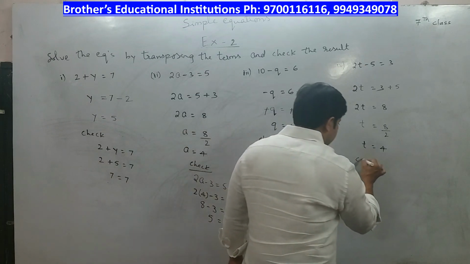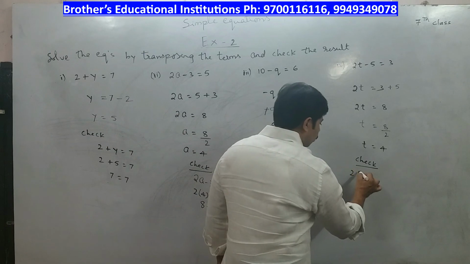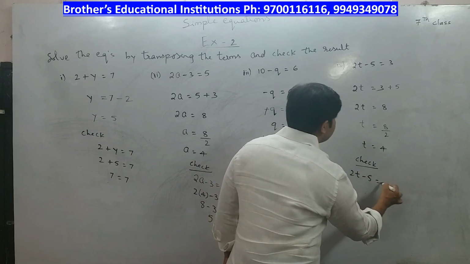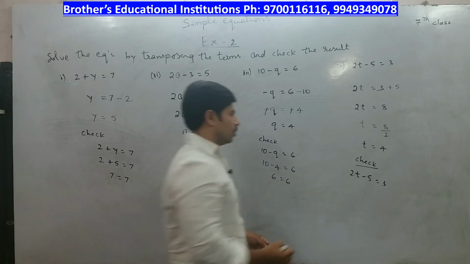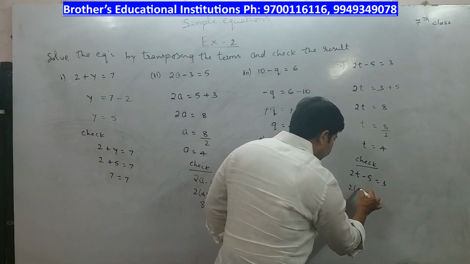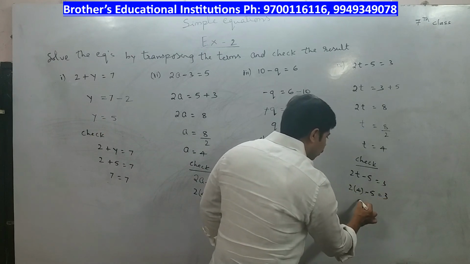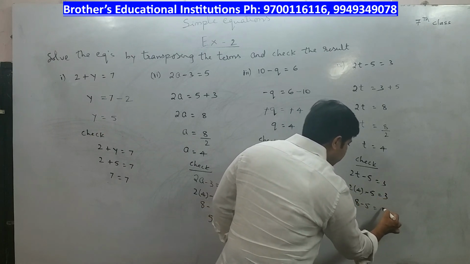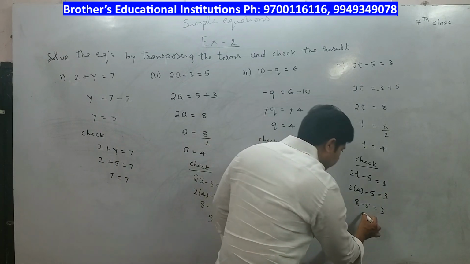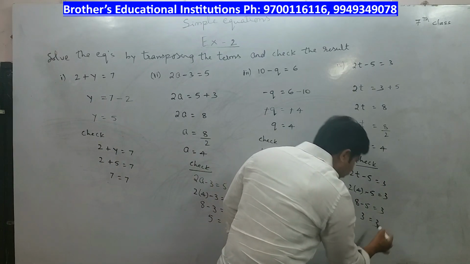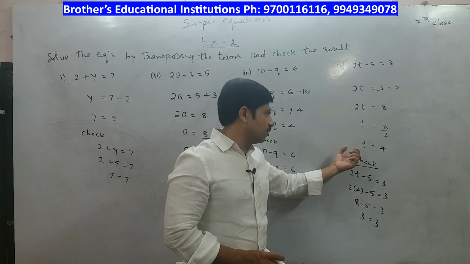Now after getting this t value as 4, I will check the result whether we did it right or wrong. So check. 2t minus 5 is equal to 3. Now I am substituting the t value as 4. So 2 into 4 minus 5 is equal to 3. So 8 minus 5 is equal to 3. What is 8 minus 5? It is nothing but 3. So 3 is equal to 3 we got. It is satisfied. Therefore the value of t is nothing but 4.